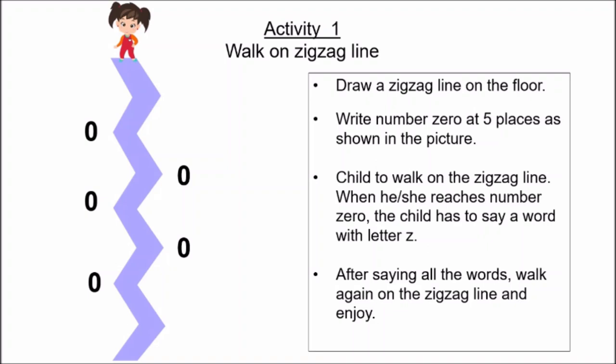See, Zara is walking on the zigzag line. Now she has reached number 0, so she says a word with letter Z. She says, Z's a zebra. Again she has reached number 0. Now she says Z's a zero. Z's a zigzag. Z's a zoo. Children, after seeing all the words, enjoy walking again on the zigzag line.